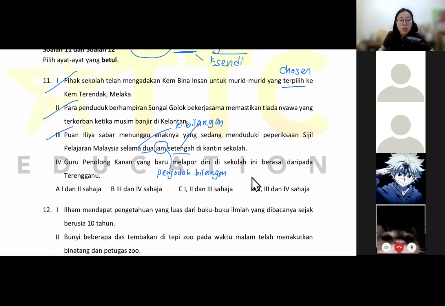Okay, number 4. Golongan penolong kanan yang baru melapor diri, which is like go to register themselves like this, di sekolah ini berasal daripada Terengganu. This one is wrong because Terengganu is a place. So you have to use it what? Dari, yes, correct. So this one 1, 2, 3, answer is C.